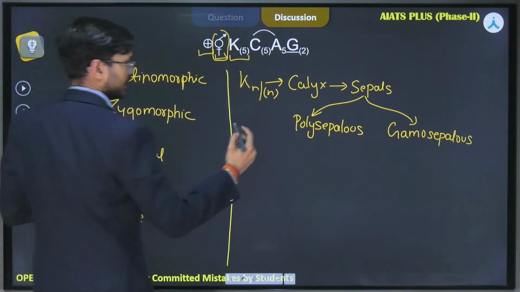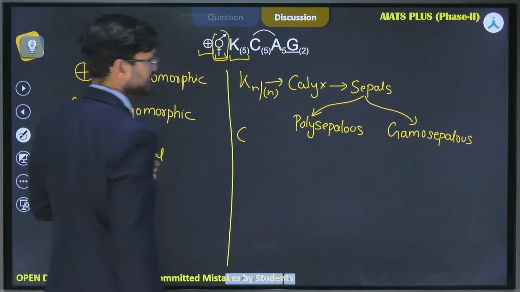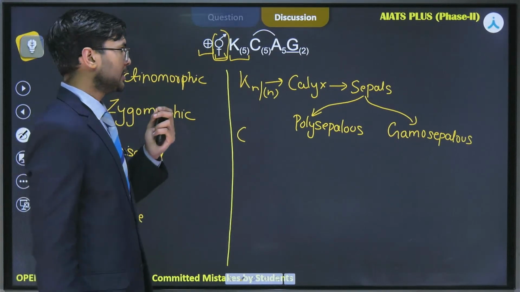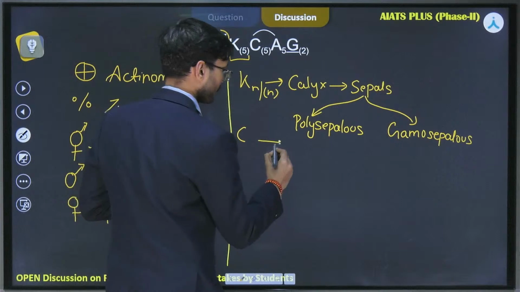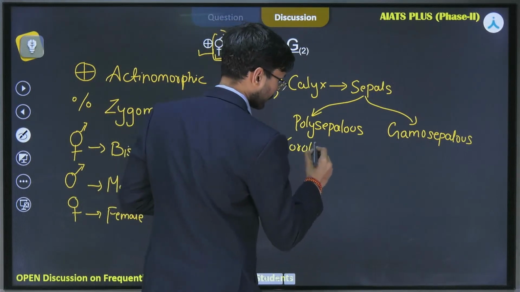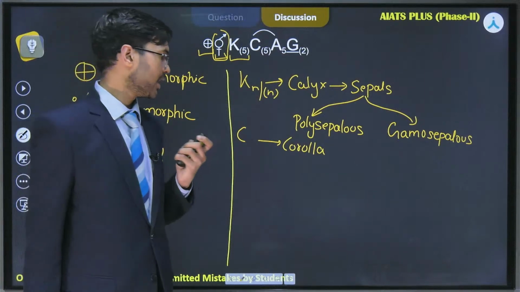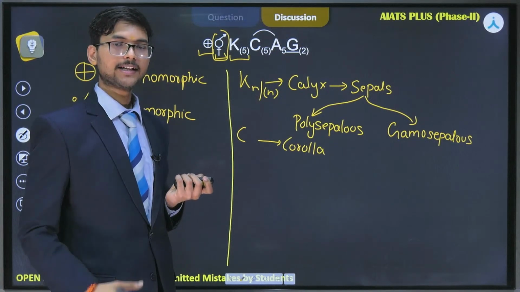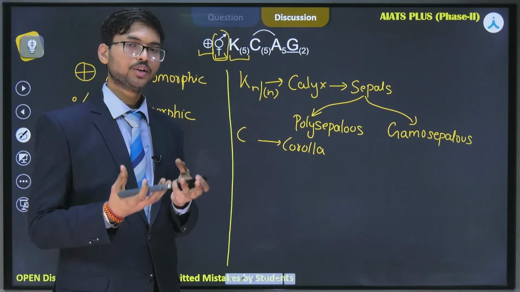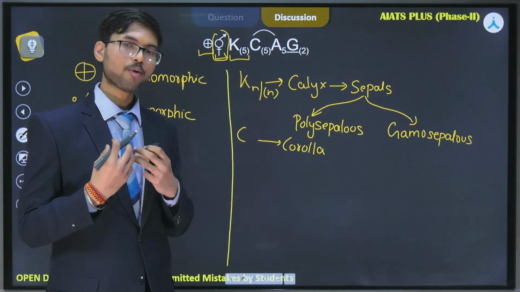Okay. Now the C represents the corolla. Okay. Now corolla are generally colorful, and they are responsible for attracting the insects toward the flower so that the flower can get pollinated.